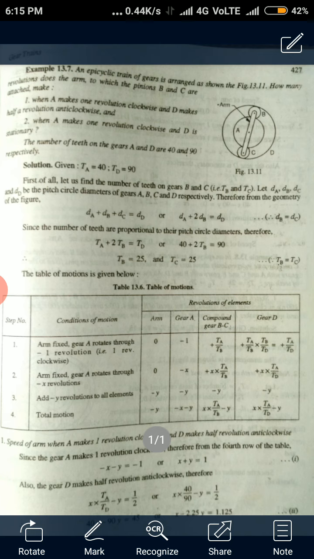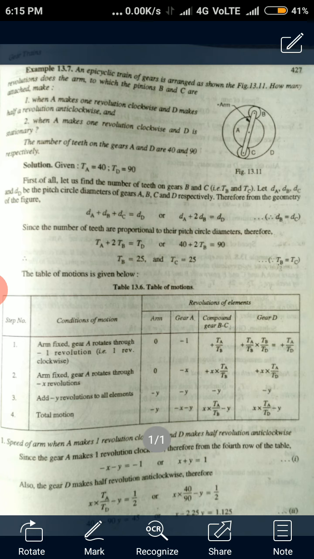You can see the sketch carefully. The sketch is given, so no need to worry. Now we don't know the number of teeth on B and C. So that is the first step. When we don't know the number of teeth on B and C, we can determine the number of teeth on gear B and gear C using the geometry.